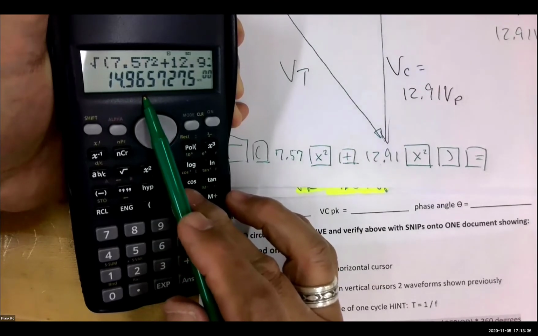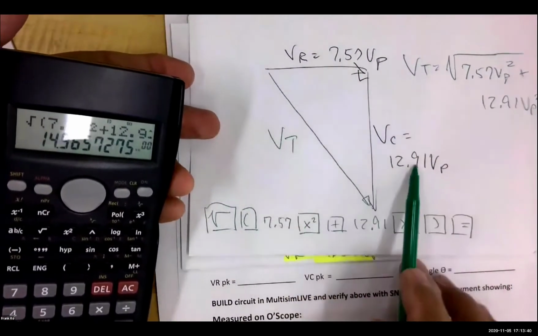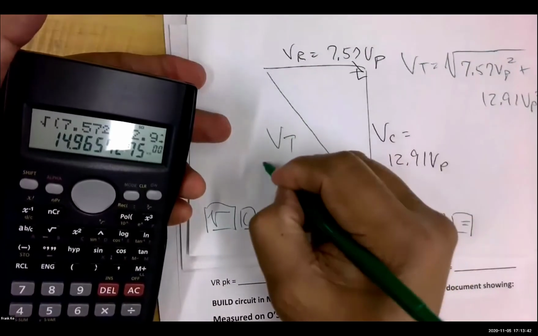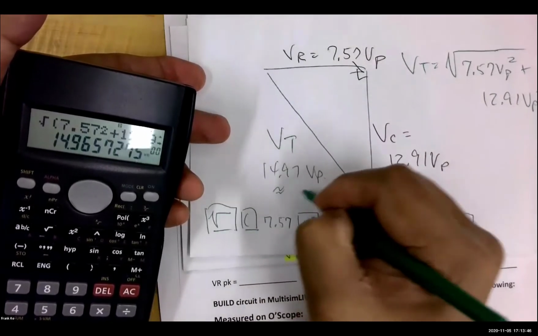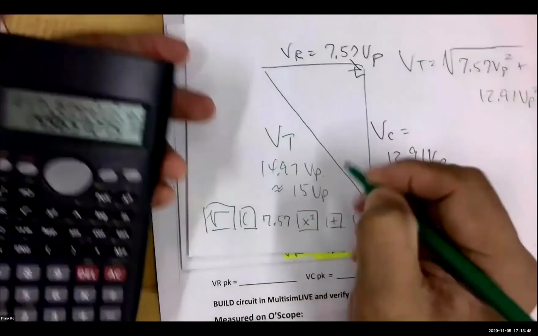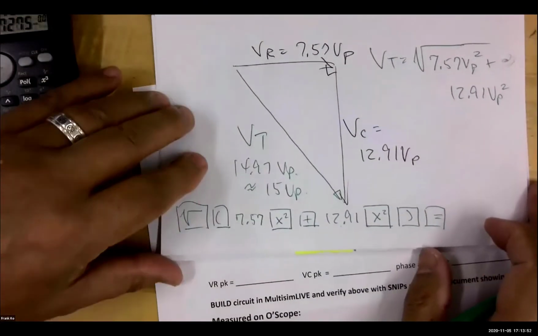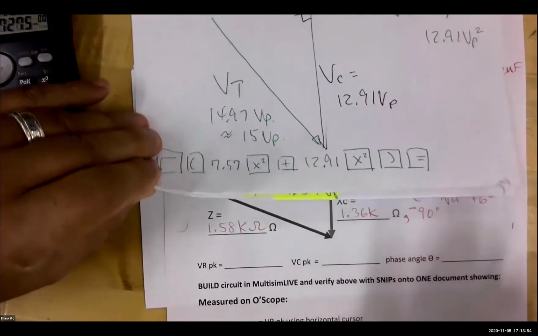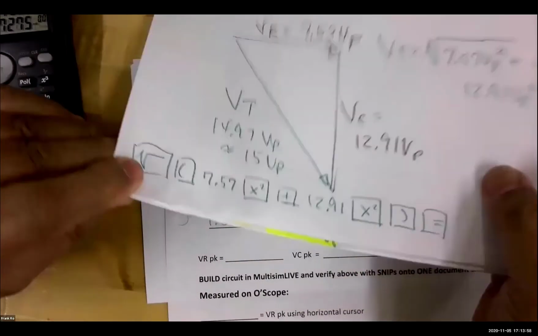Why is it not exactly 15? The reason is that we used rounded answers here. So this is pretty good. 14.97 volts peak, that's almost 15 volts peak. This will give you the assurance this is done right. So we can now enter these numbers onto our answer sheet as well.